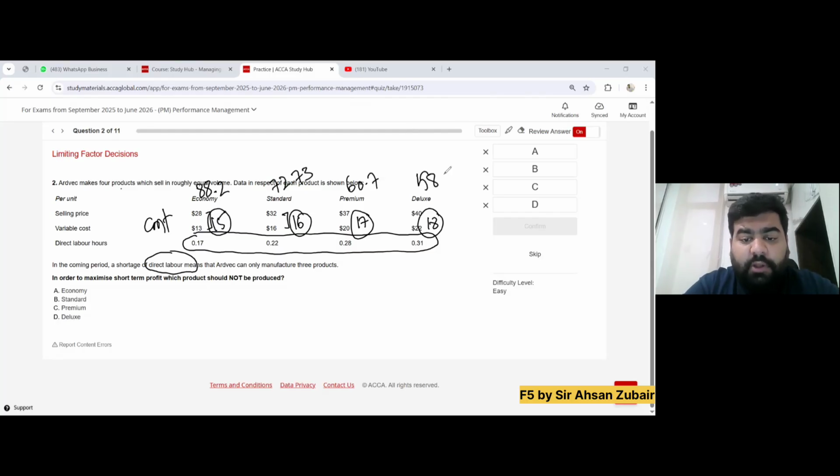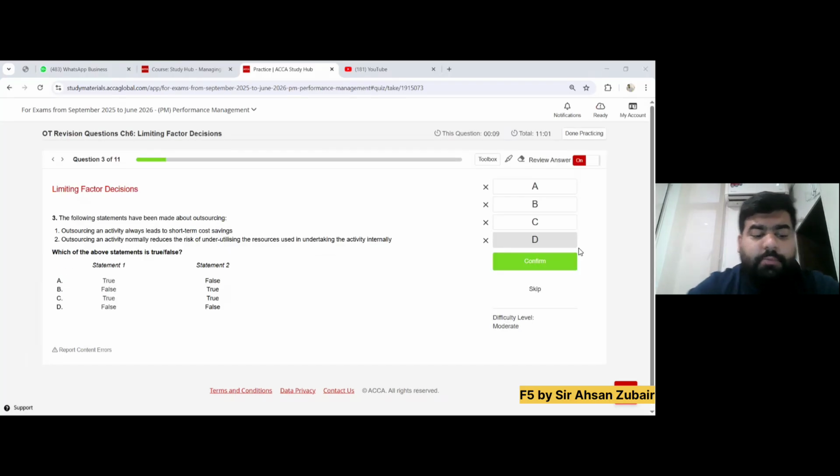So if you see, the product that is having the lowest contribution per limiting factor is deluxe. So deluxe we should not produce, because it will not maximize the profit, because it is having the least contribution amongst all products. So deluxe will be the answer. D will be the answer here, right? After that, question number three now.